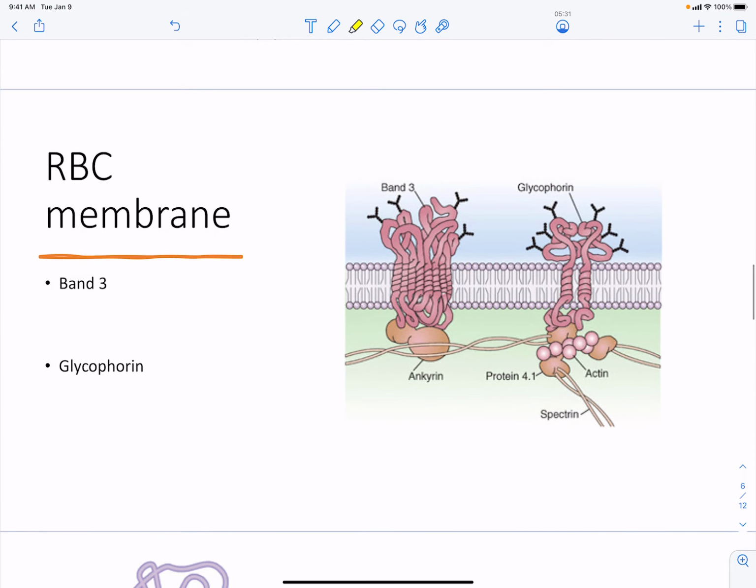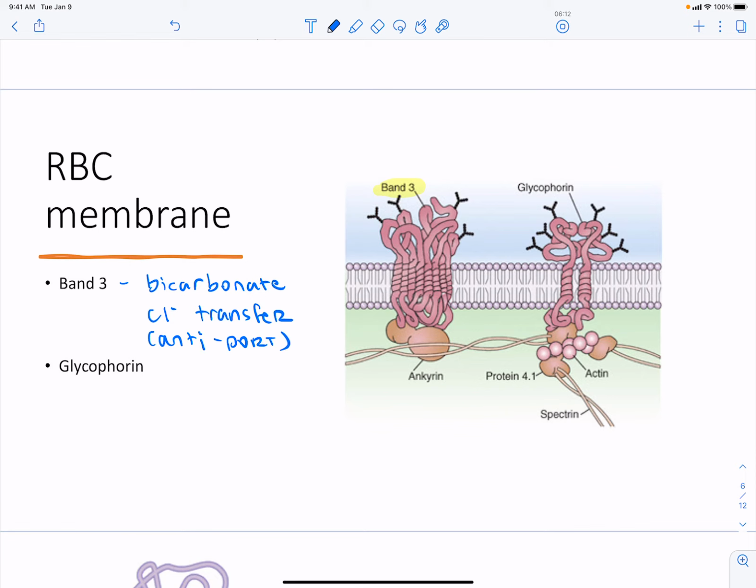Now for an example, here's our red blood cell. We're showing here 2 integral membrane proteins. One is band 3, and band 3 is going to be important for the chloride bicarbonate transfer. So band 3 is the bicarbonate chloride transfer.